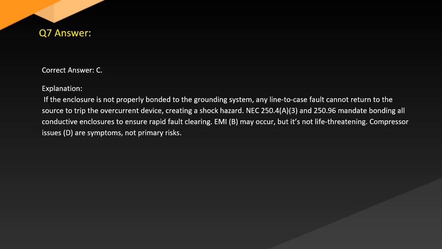Answer. Correct answer: C. Explanation: If the enclosure is not properly bonded to the grounding system, any line-to-case fault cannot return to the source to trip the overcurrent device, creating a shock hazard. NEC 250.4(A)(3) and 250.96 mandate bonding all conductive enclosures to ensure rapid fault clearing. EMI, B, may occur, but is not life-threatening. Compressor issues, D, are symptoms, not primary risks.